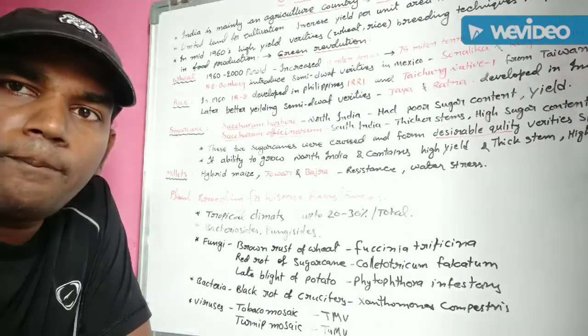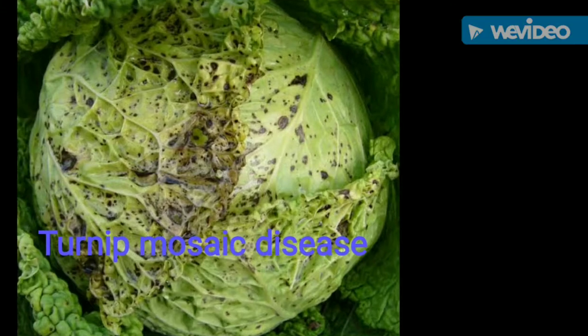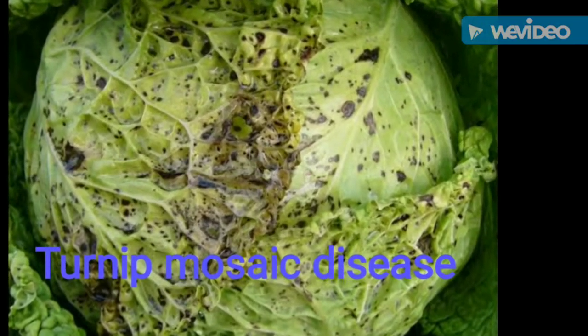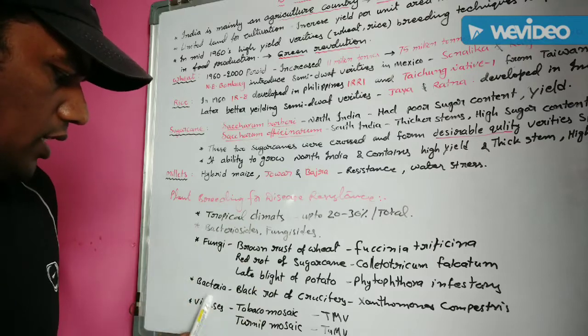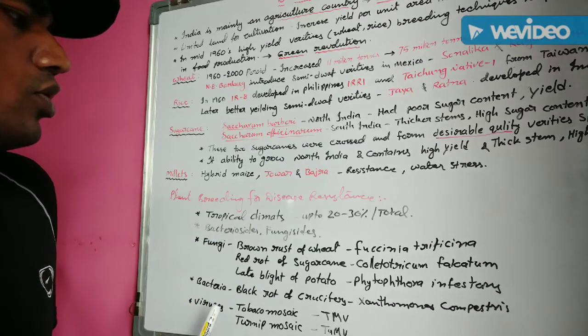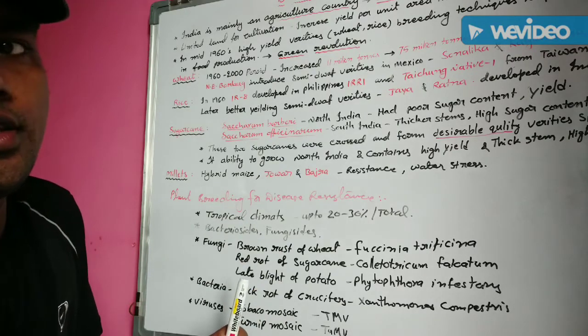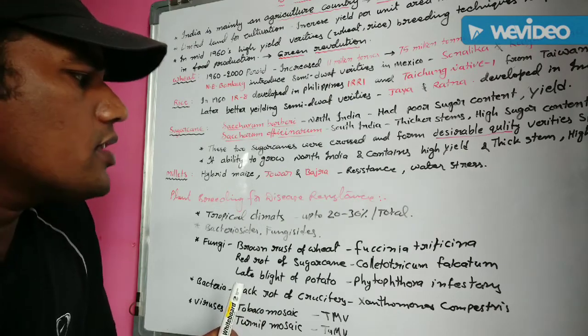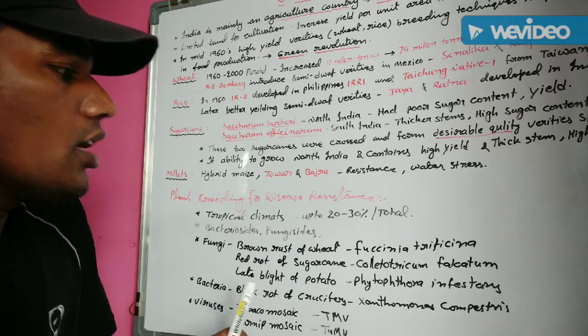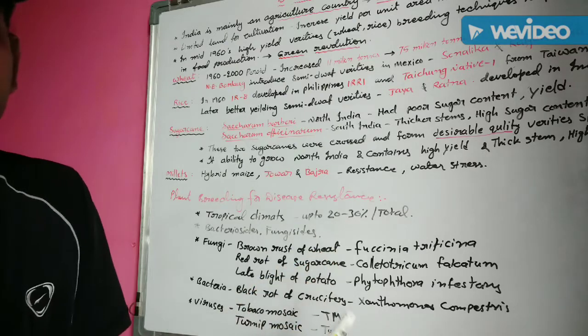Look at this figure. Different types of fungal, bacterial and viral diseases cause different diseases in cultivated crops and also decrease the yield by up to 20 to 30%.